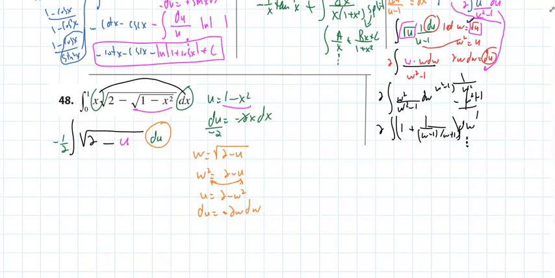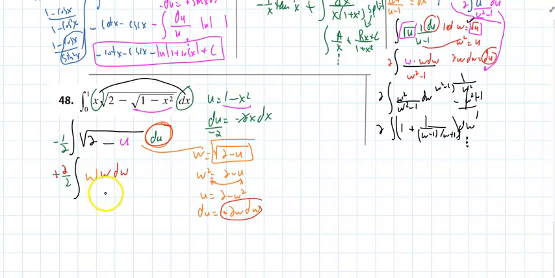So this is negative 1/2, the integral, and this is my w, and du is a positive 2 times w dw, and there it is. Did I miss anything? du, oh, that's it.